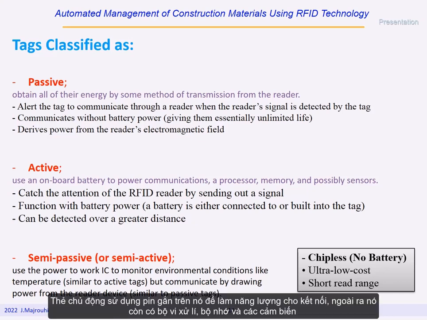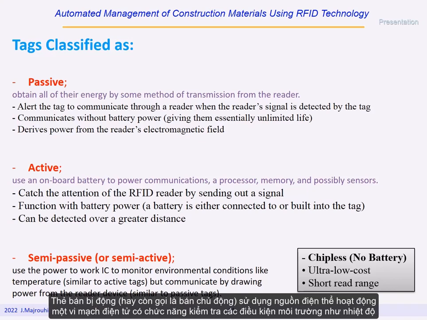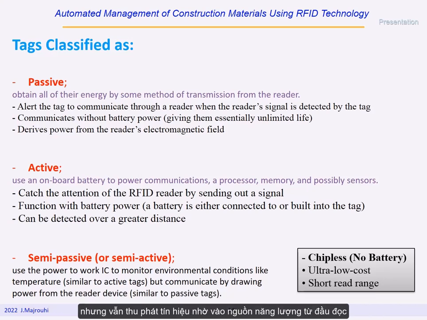Active tags use an onboard battery to power communication, a processor, memory, and possibly sensors. Catch the attention of the RFID reader by sending out a signal. Function with battery power, can be detected over a greater distance. Semi-passive or semi-active tags use the power to work the IC to monitor environmental conditions like temperature, and communicate by drawing power from the reader device.